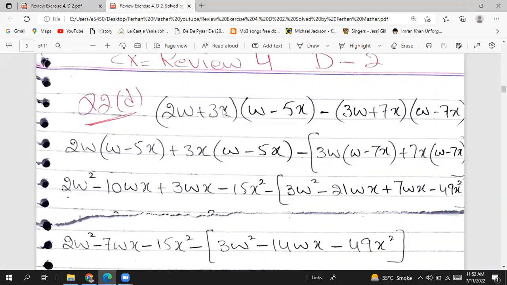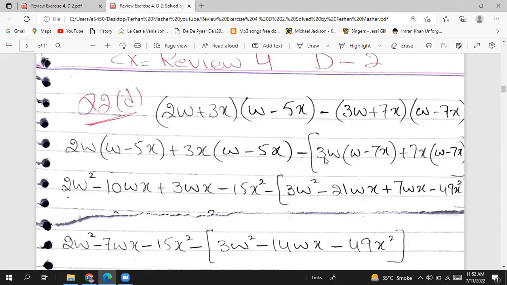So this 2w will multiply with this bracket, then plus 3x will multiply with this bracket. So you can see I have written here 2w bracket w minus 5x bracket close plus 3x bracket w minus 5x bracket close. You understand this, how I opened it? Then minus, then I put a square bracket here. I will multiply these two brackets with each other. 3w will multiply with w minus 7x, then plus 7x will multiply with w minus 7x, bracket close, square bracket close. So this will become 2w square minus 10wx plus 3wx minus 15x square.